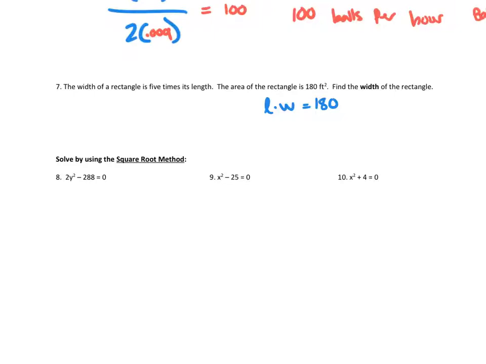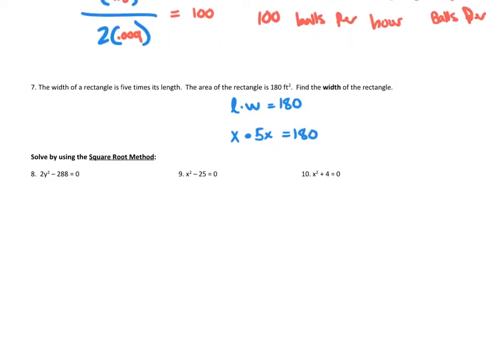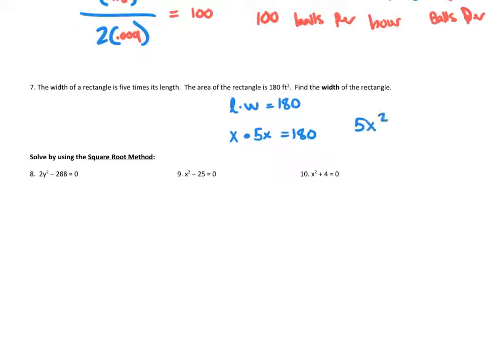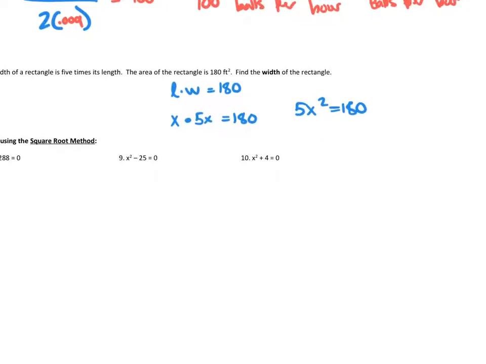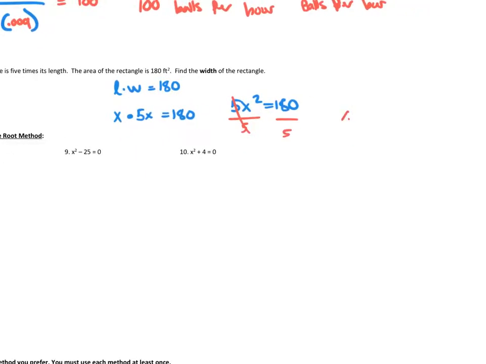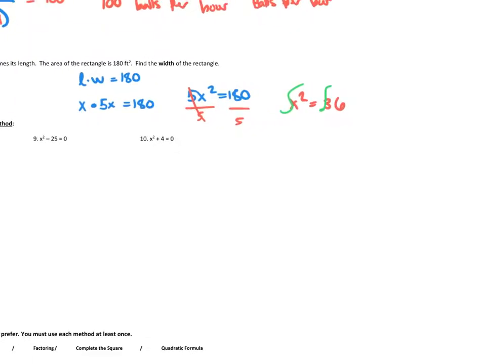And it puts the width in respect to the length. So we have our length x, and it says that the width is 5 times that. So we'll have x times 5x is equal to 180. So we'll have 5x squared is equal to 180. And then we'll go ahead and start solving this out as an equation. So we'll divide both sides by 5. Get that x squared is equal to 36, and then we'll square root both sides.